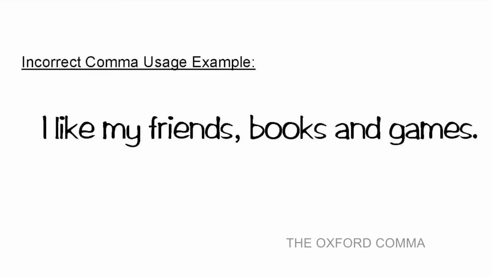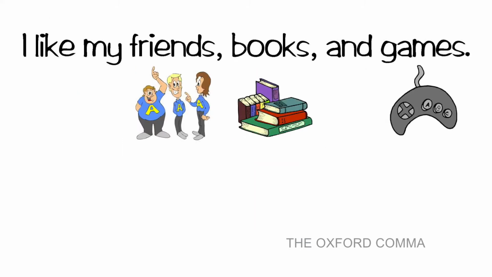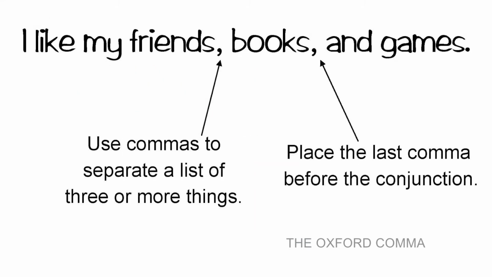So looking back at our original example sentence, I like my friends, books, and games, here, by not using a comma before the conjunction, it looks as if you're saying that your friends are books and games. So we know that you're not trying to say that books and games are your only friends. What you're really trying to say is I like my friends, books, and games. So in order to show that friends, books, and games are 3 separate things, we use commas to separate them, and we place a comma before the conjunction.